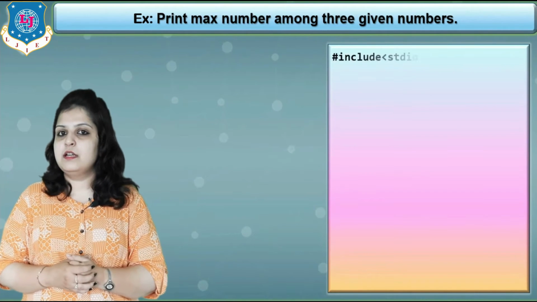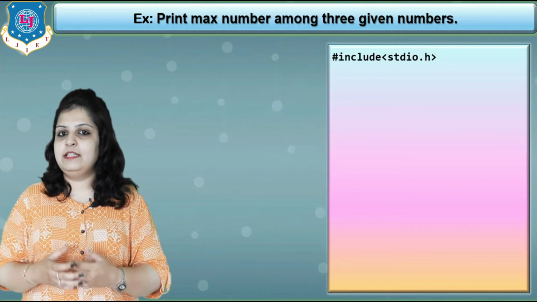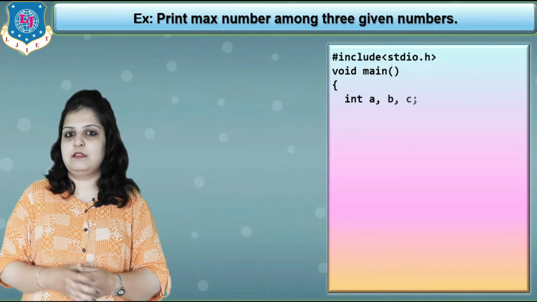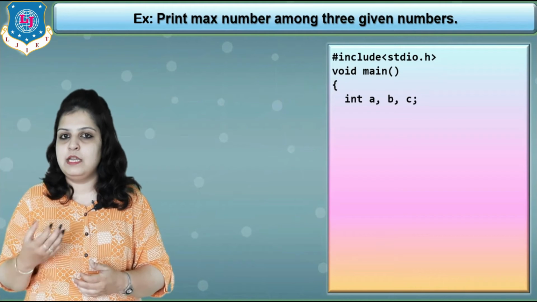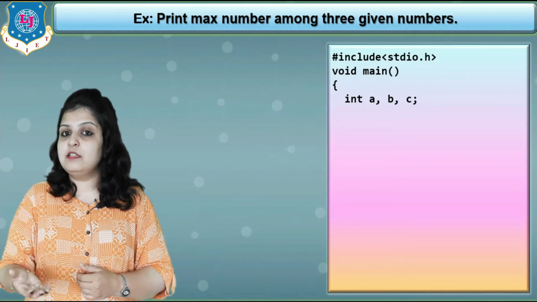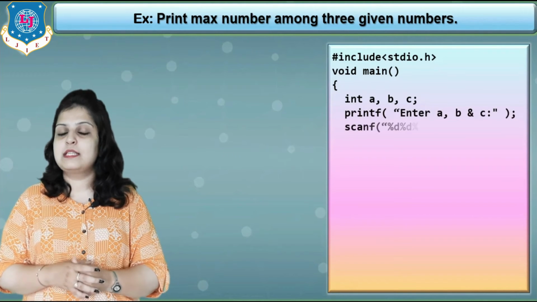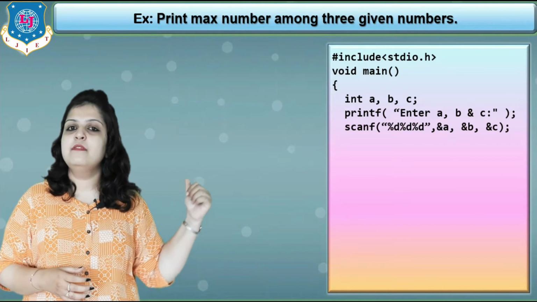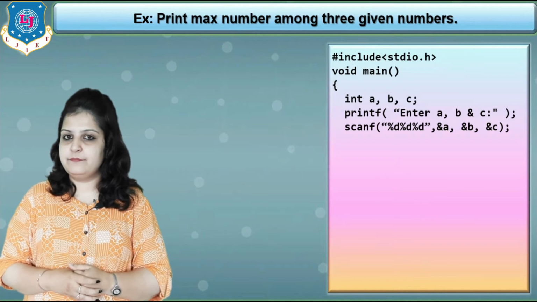First include the header file, then write the main function, and in the main function declare 3 variables because we want to find the maximum from 3 numbers. So integer a, b and c, and input the same 3 numbers using the scanf function. So printf enter a, b, c and scanf scans the 3 numbers.